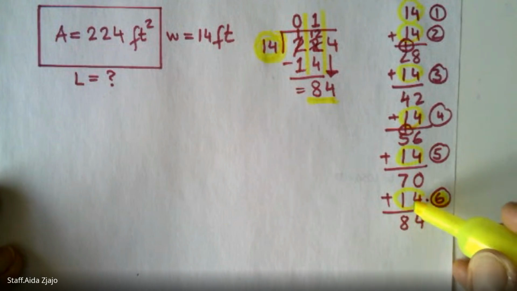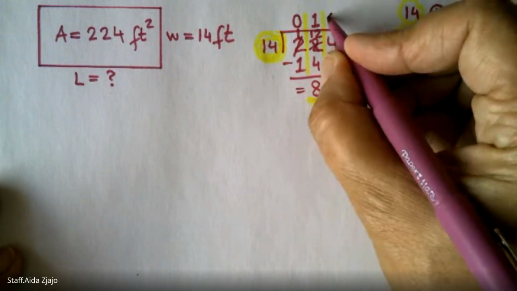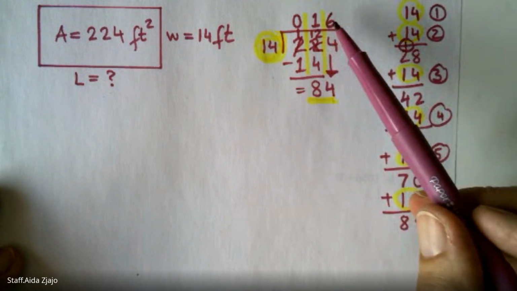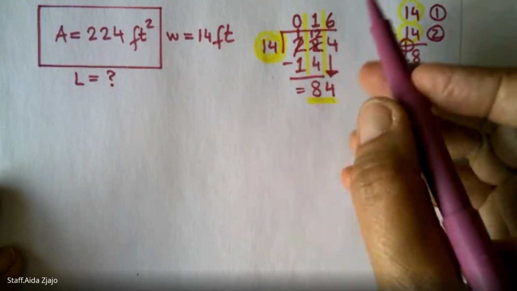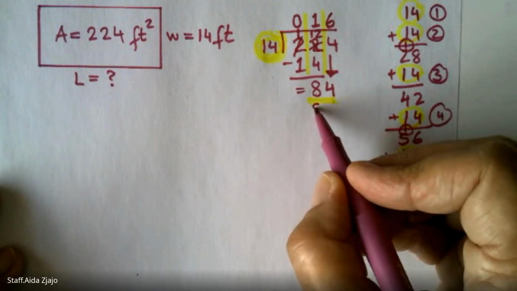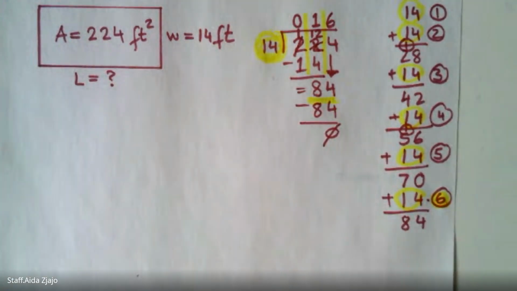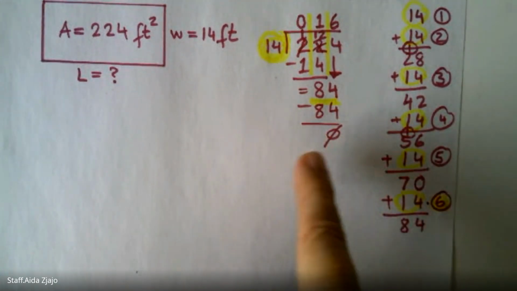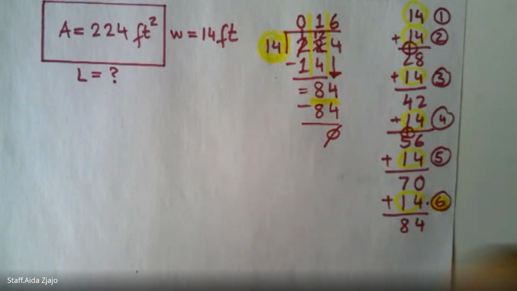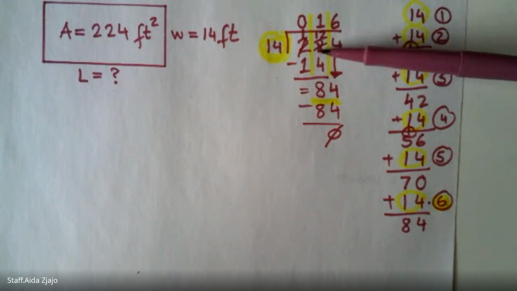There are 6 groups of 14 in 84, and that is my solution. My solution is 16. 16 groups of 14 are in 224, but 6 times 14 is 84. And don't forget that at the end you have to have a 0, unless you have to keep dividing. But right now it's a perfect number because I have no leftover. I share all the groups of 14, and I made 16 of them in that 224.